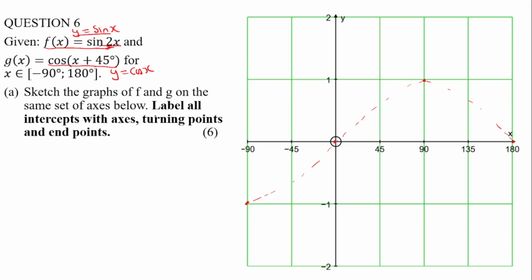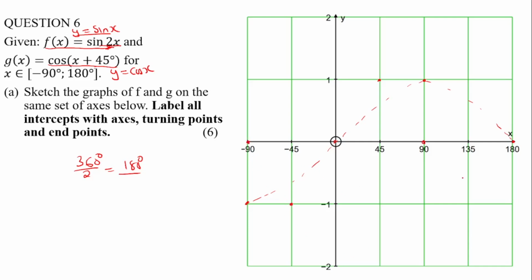What does it do? It reduces the period. You say 360 degrees. The period there, 360 degrees divided by 2 is 180 degrees. So the period is reduced. So it means now, instead of the graph turning at 90, it's going to turn at 45. Instead of x-intercept being 180, it's going to be 90, like that. So the period is reduced like that.